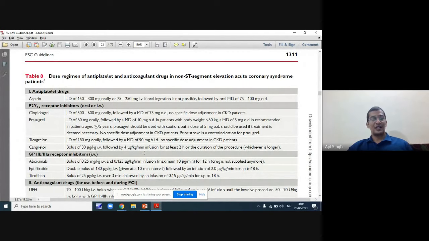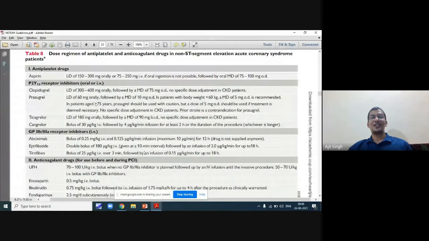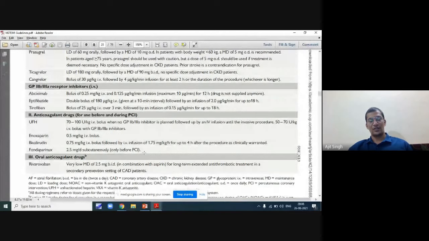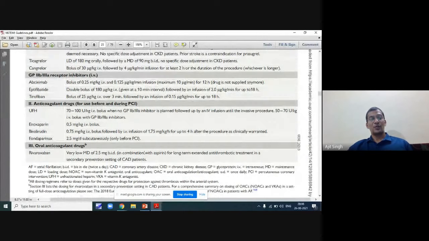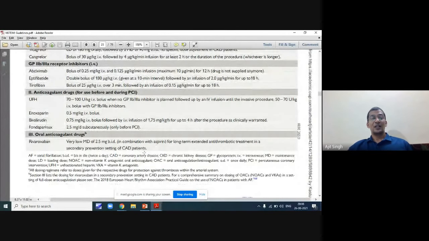Cangrelor is an IV drug, so it is not recommended, and it is still under trials; it is not in the market. All the GP2B 3A inhibitors are IV drugs, so these are also not recommended for long term; they can be given when the patient is admitted. Enoxaparin and UFH are also IV drugs, so they cannot be used. Fondaparinux is subcutaneous, but there are newer oral anticoagulants, which we call NOAC. Those drugs are all oral, and they are recommended in other conditions, not in MI.